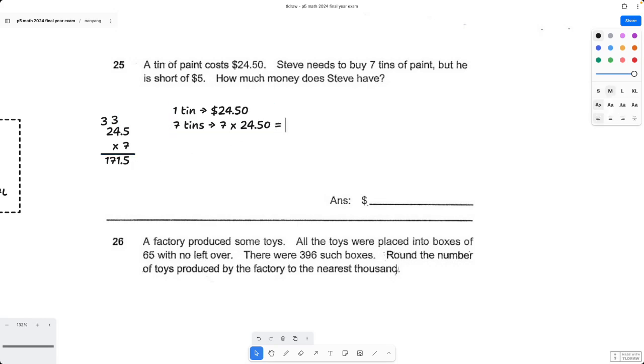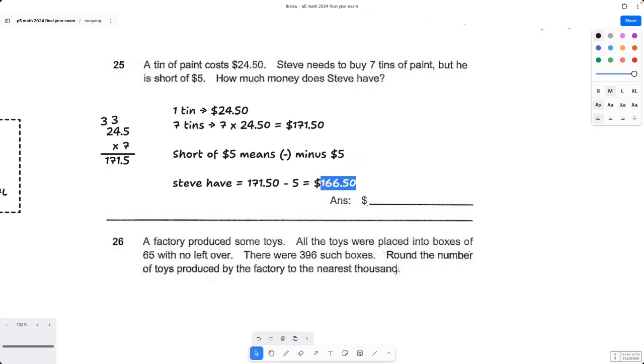So this is equal to $171.50. Short of 5 means minus. So this is minus $5. So in this case, Steve has 171.50 minus 5, which is 166.50. Okay, there you go. So that's the answer, $166.50.